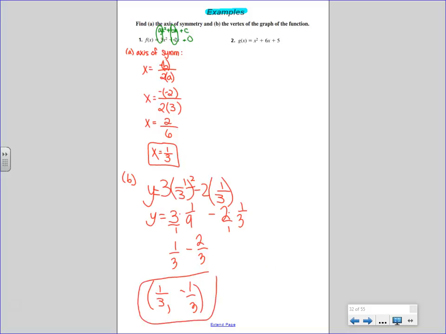When we subtract, we do 1 minus 2 is negative 1. And then remember, think of it as 1 apple plus 1 apple is 2 apples. 1/3 minus 2/3 is negative 1/3. We keep the denominator the same. That's our y value. So I'm doing PEMDAS. 3/9 is 1/3, 2/3 is 2/3, and then I put them together.